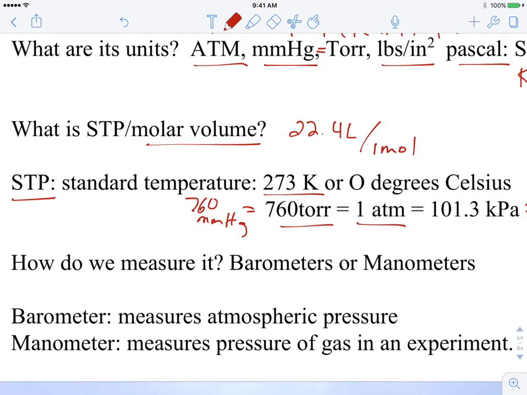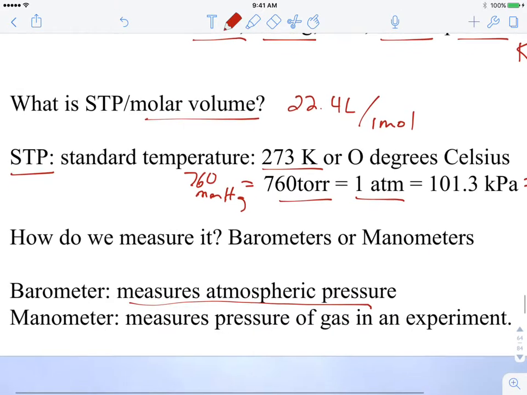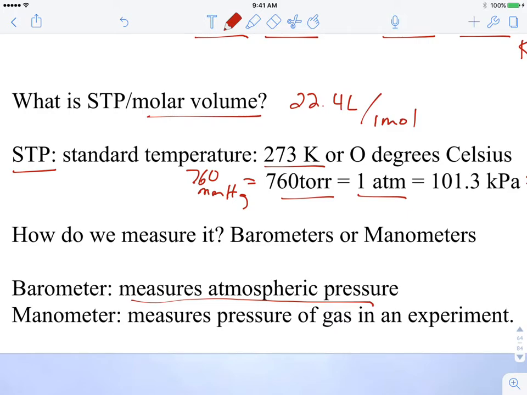So how do you measure pressure? Well, two ways. We could use a barometer or we could use a manometer. The barometer measures atmospheric pressure, the pressure outside. The manometer is a device that measures the pressure of a gas in an experiment. What I think is really interesting, and people don't realize, is that here on Long Island, for example, we have about 1 atmosphere of pressure constantly pressing upon us. And we sort of take this for granted.